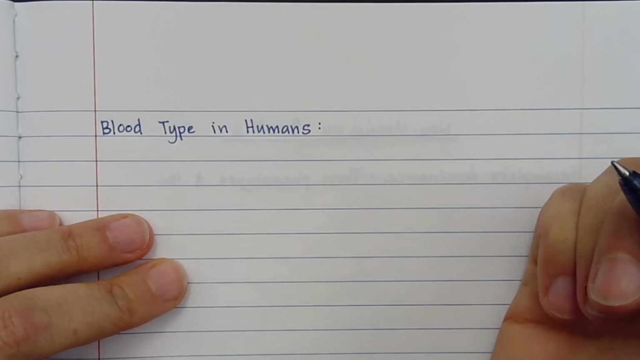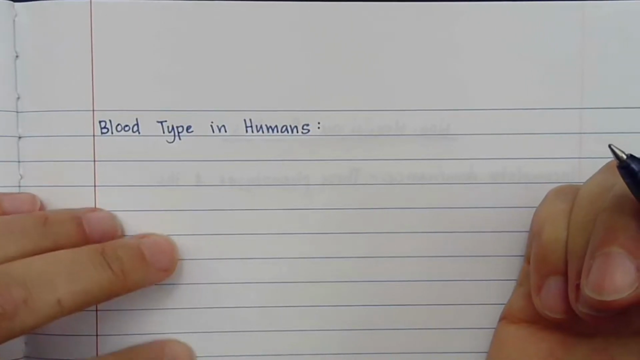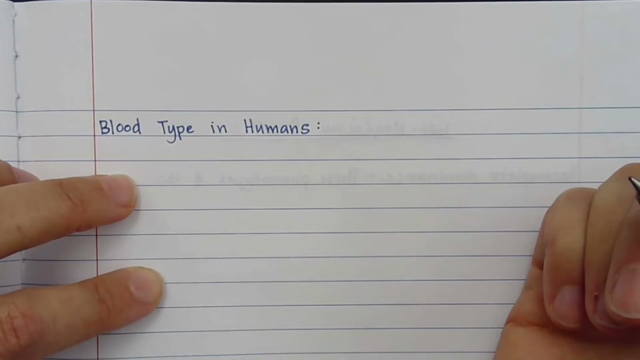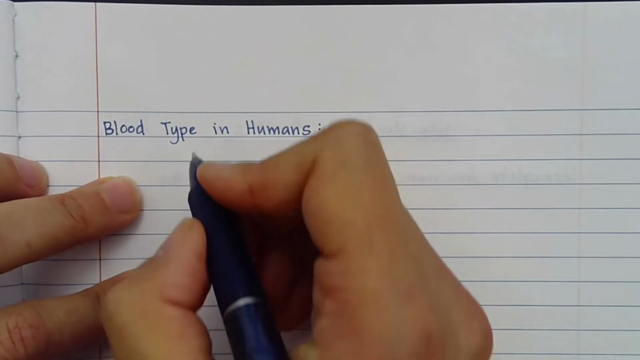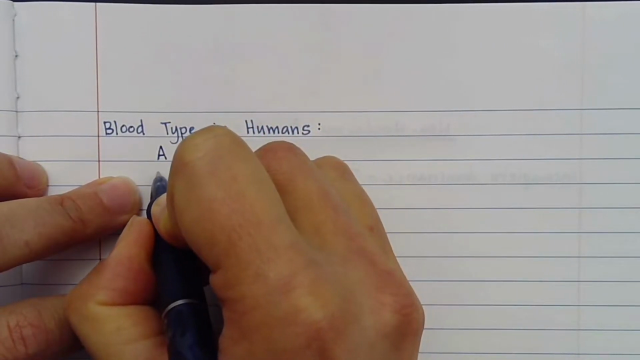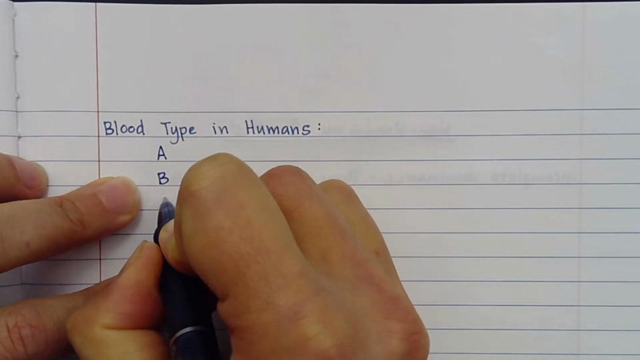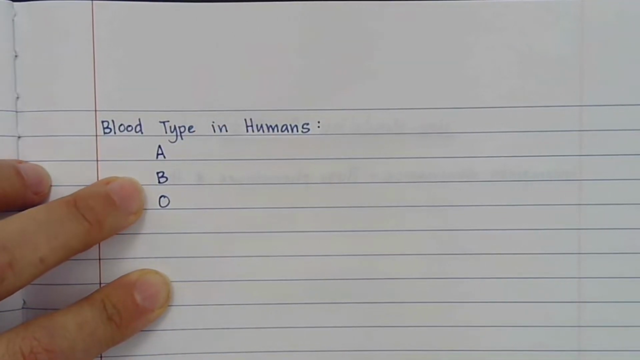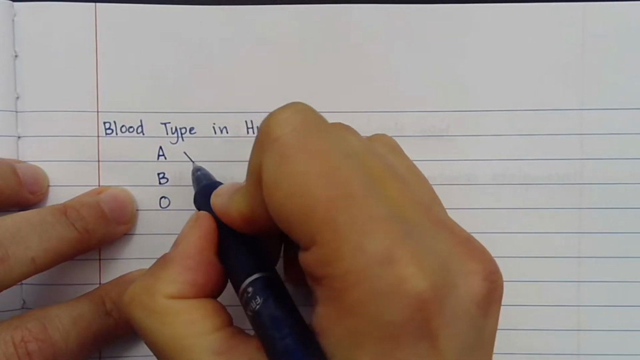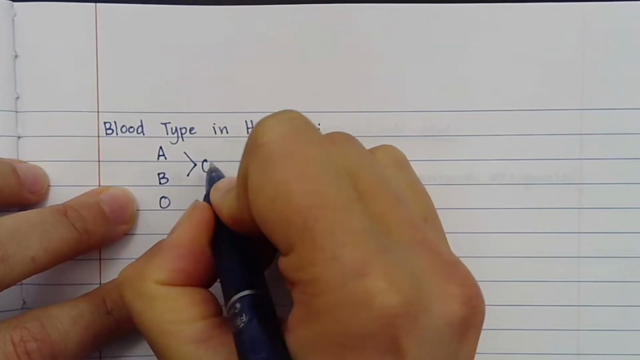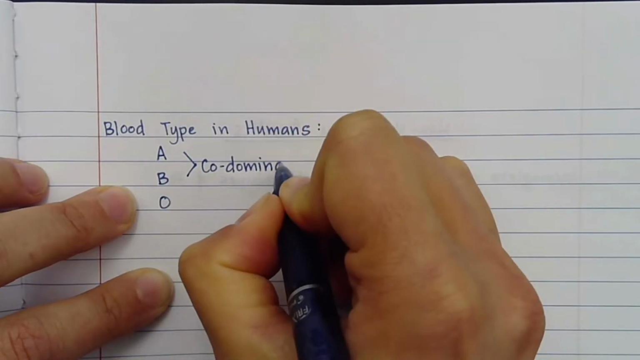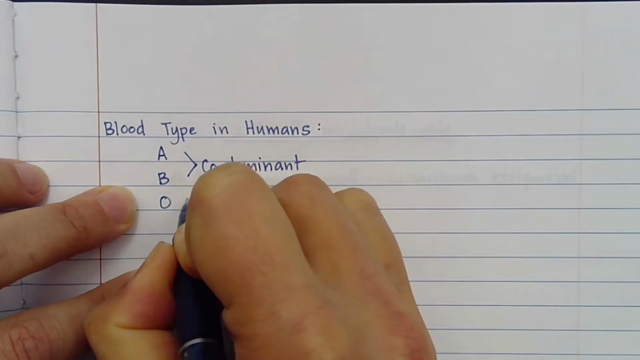So, first thing is that we're dealing with something that has multiple alleles. We've got A, B, and O as some of our phenotypes. And A and B are codominant. O is recessive.